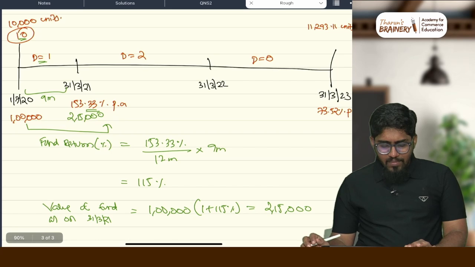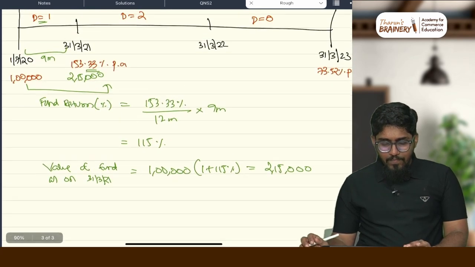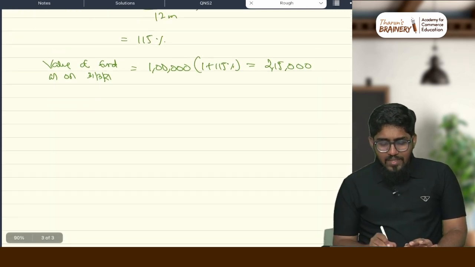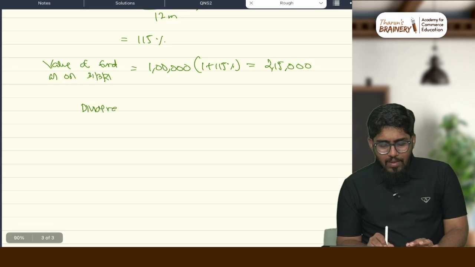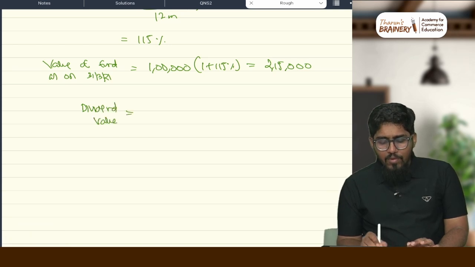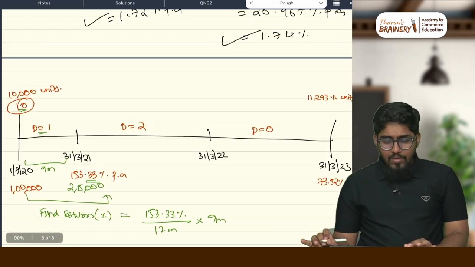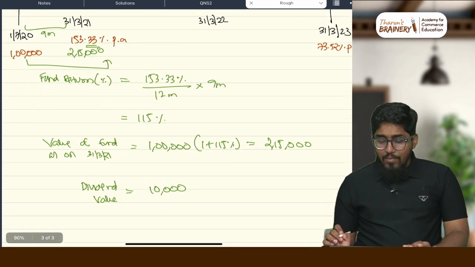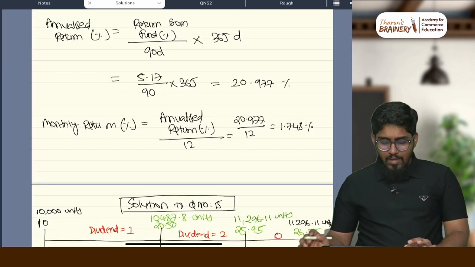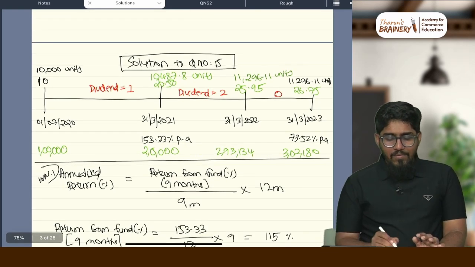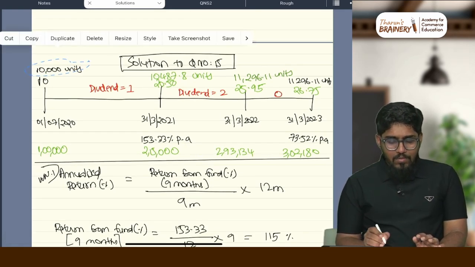Now, what is my return? First, 1 lakh, 2,15,000 and 1 rupee. My dividend value is equal to 10,000 rupees. Are you all with me? My dividend value is equal to 10,000 rupees. And whatever I'm solving here, don't worry, I've given the answer here. The same thing I've written here.